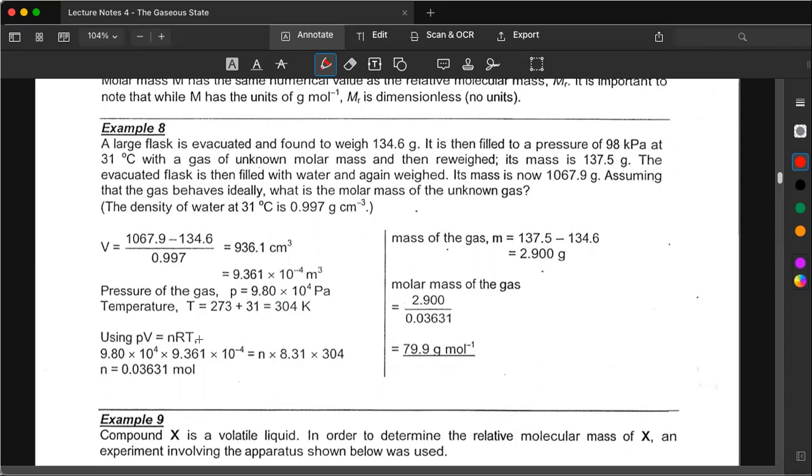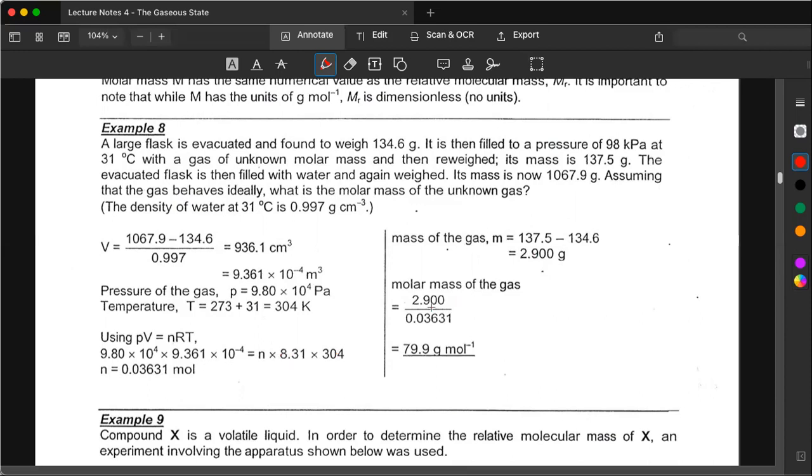Applying the equation PV equal nRT, we're going to use this equation very frequently. So substitute P as this, substitute V as this, equals to n, which is what we're going to determine. R is 8.31. We need to convert to meter cube because we're going to use R as 8.31, so the units have to be consistent with the constant. All right. Then multiply by the temperature in Kelvin, and we will have the number of moles calculated at 0.03631 mole.